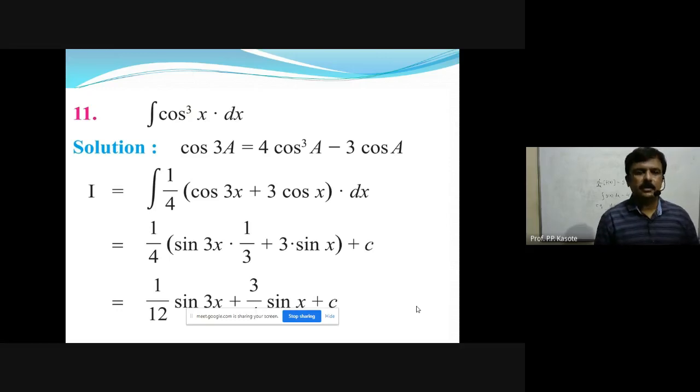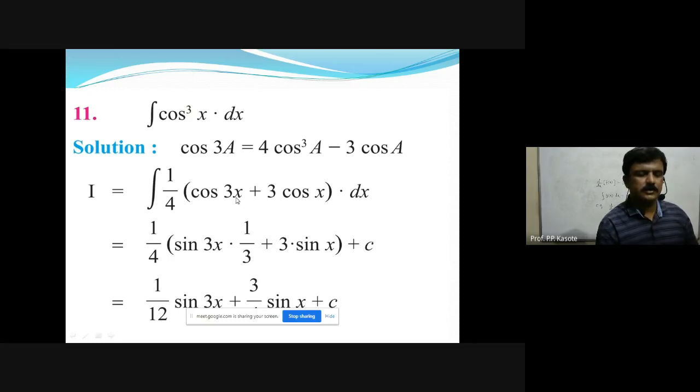To simplify cos cube x, we have a standard formula, that is cos 3a is equal to 4 cos cube a minus 3 cos a. With the help of this formula, we can replace cos cube x by 1 upon 4 into the bracket cos 3x plus 3 cos x into dx, as you can see in the first step. So here 1 upon 4 is constant. Let us take it outside and simply evaluate the integral of the remaining function.